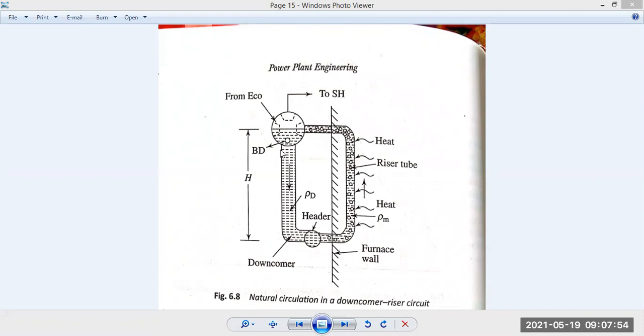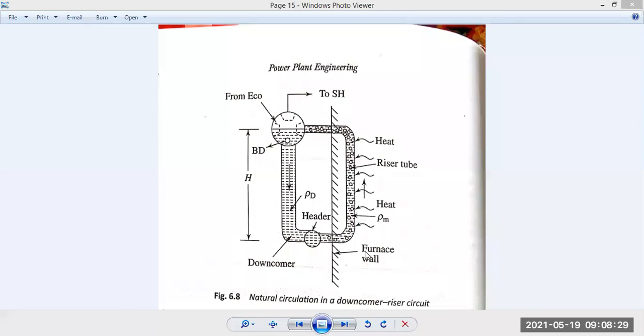Now, what is here? This is the drum, and from here it goes to the superheater. SH means superheater, and this is the height of the particular downcomer. Here we are using the gravitational force, the weight of the liquid, just for the movement of the fluid inside the circuit. Through this downcomer pipe, it comes to the header, and by the pressure of the liquid water from the header, it goes inside the riser tube.